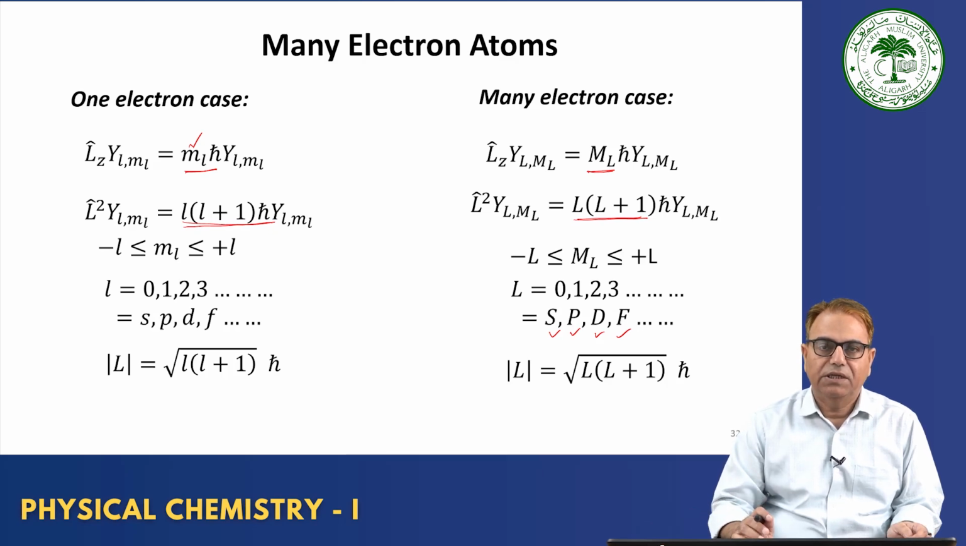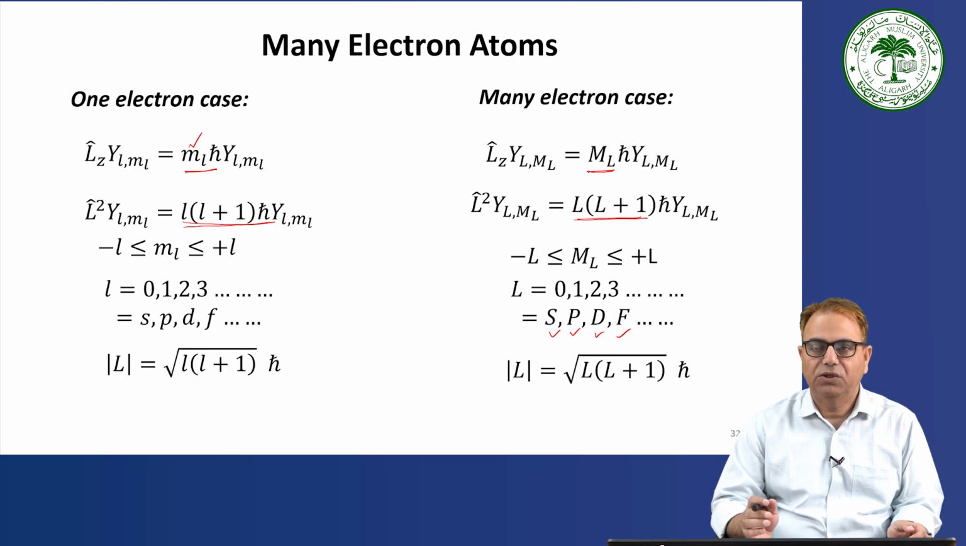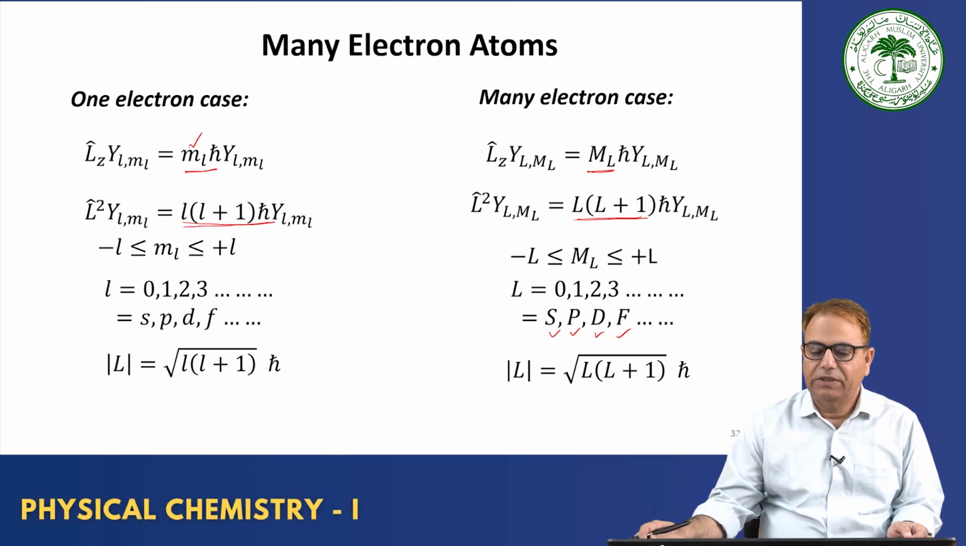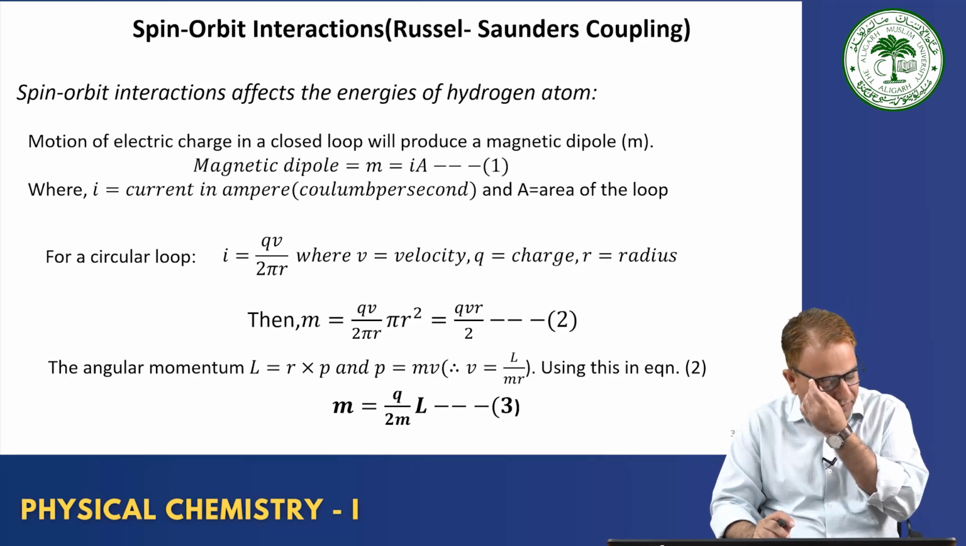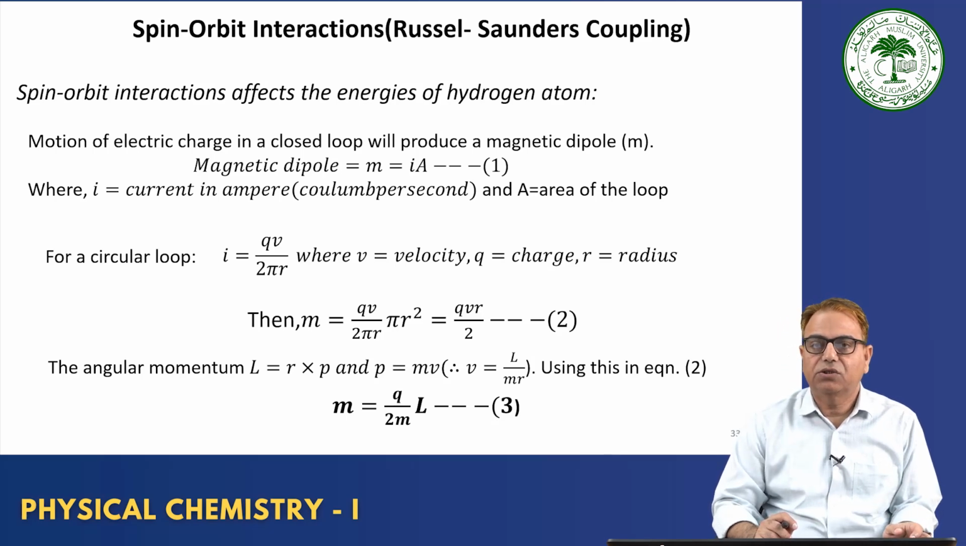Even in the case of one atom, you have both orbital angular momentum and spin angular momentum. I said that spin angular momentum is a purely quantum mechanical concept; it doesn't have a counterpart in classical mechanics. So we will talk about how orbital angular momentum and spin angular momentum interact with each other. That's called LS coupling, spin orbit interaction, or Russell Saunders coupling. These are known by several names.